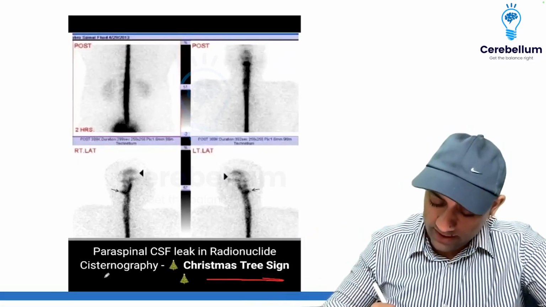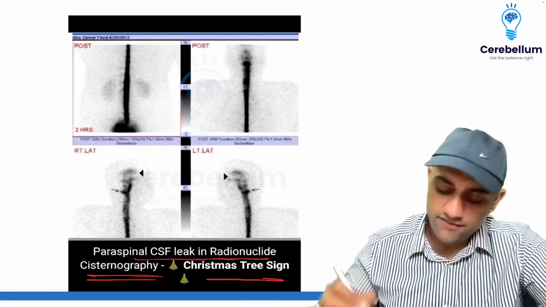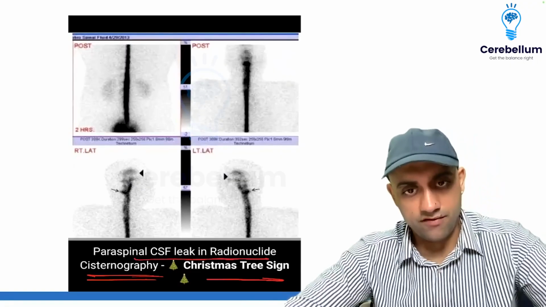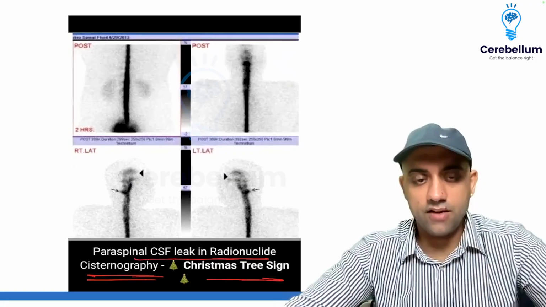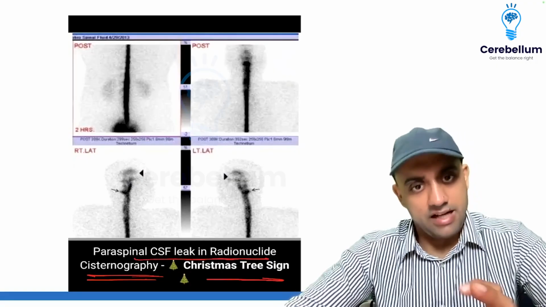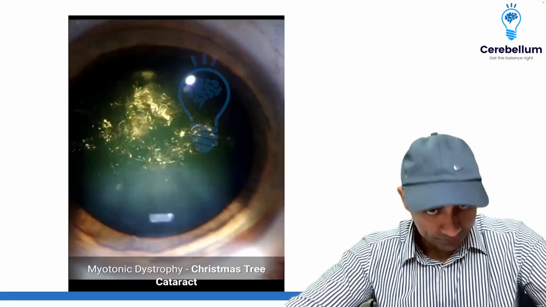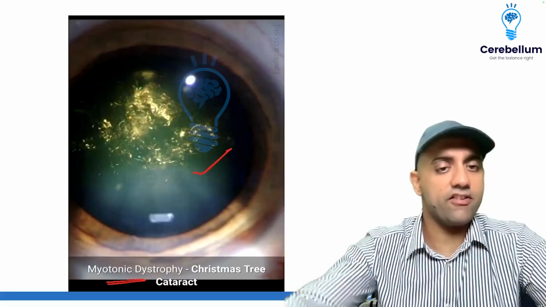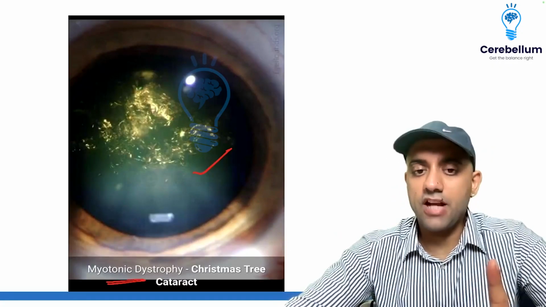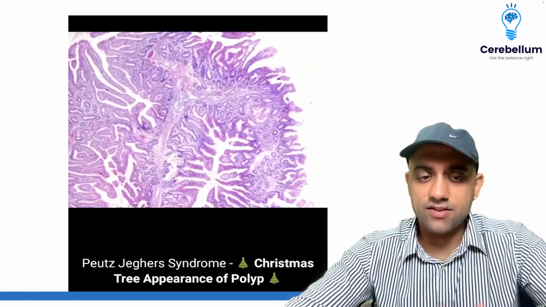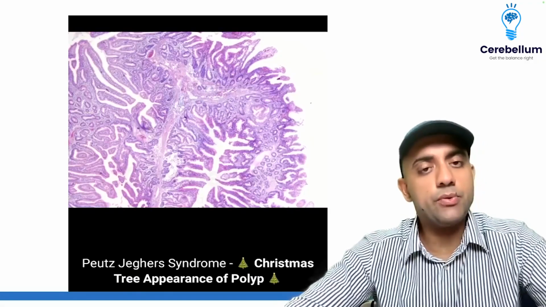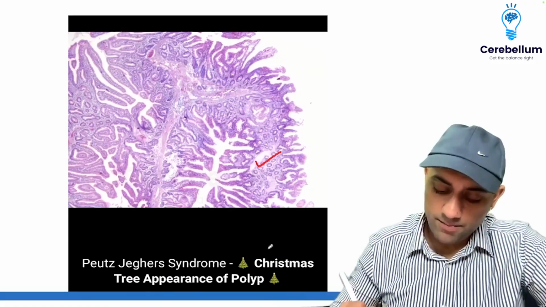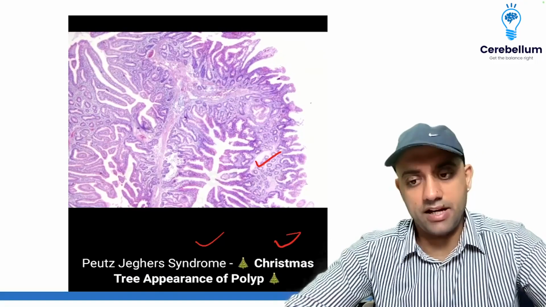Christmas tree sign will be in the paraspinal CSF leak in radionuclide cisternography. In radionuclide cisternography, there is a paraspinal CSF leak, and that is known as the Christmas tree sign. Christmas tree cataract, you will see in myotonic dystrophy. Photographic memory: in myotonic dystrophy, you will have a Christmas tree cataract. And lastly, Christmas tree appearance of polyp will be in Peutz-Jeghers syndrome.